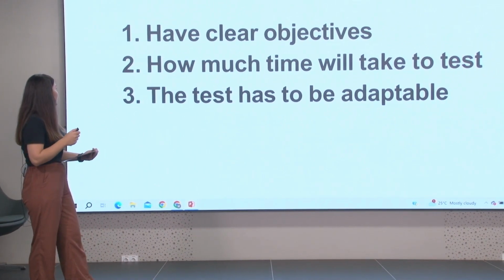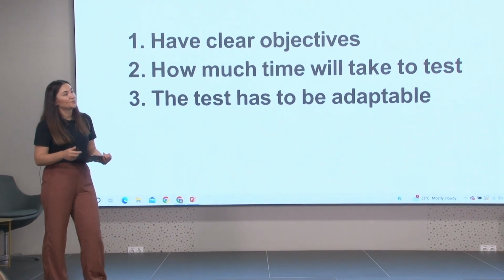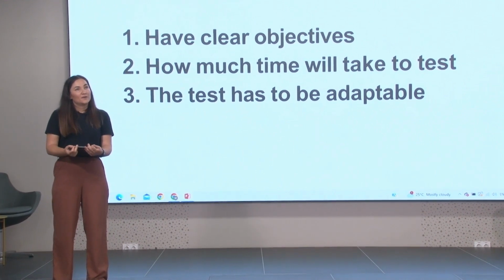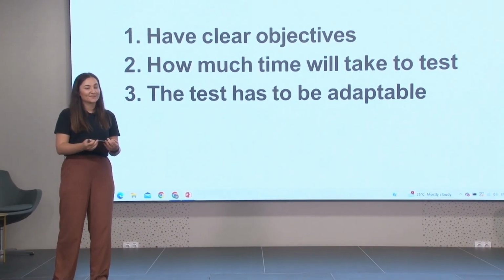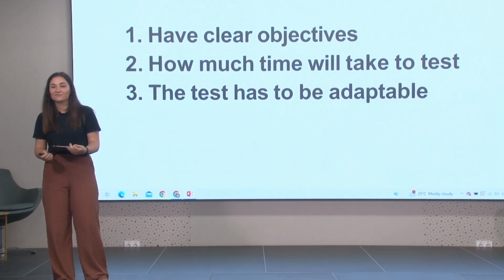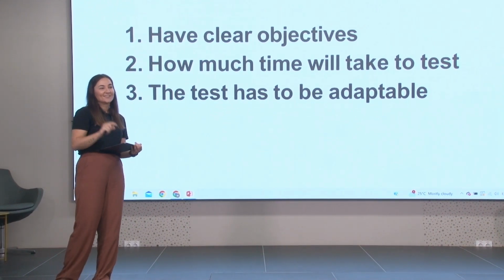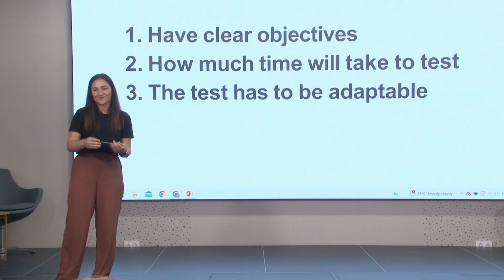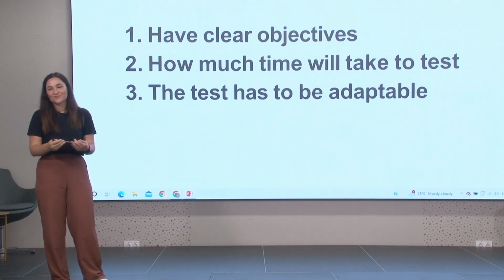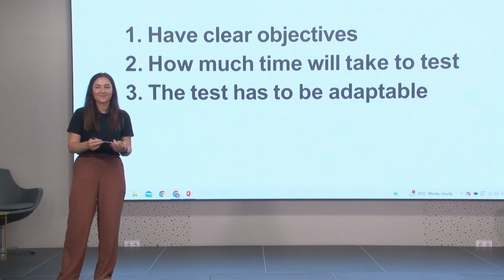And the last one is the test has to be adaptable. Everyone who builds a product has this perfect flow. The user is going to come in here, they're going to click this button, they're going to go there, they're going to find this, and this is awesome, this is perfect. And then you have a user and they go there and click on the wrong button.